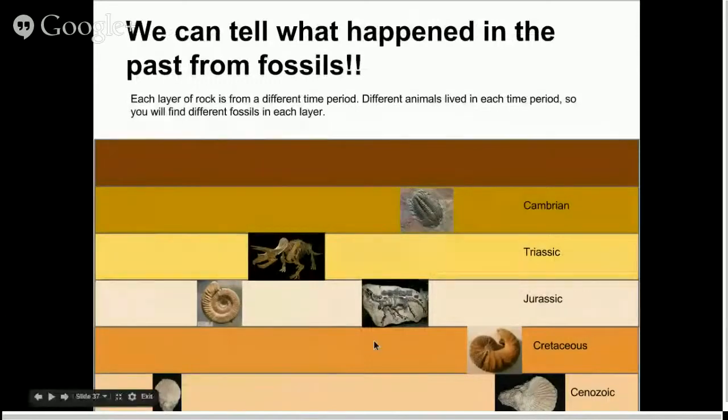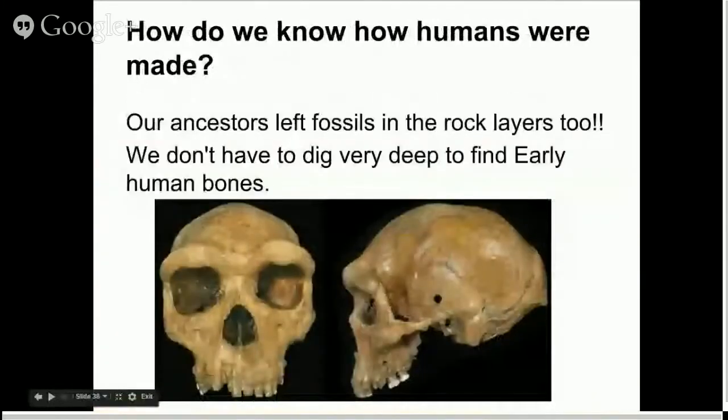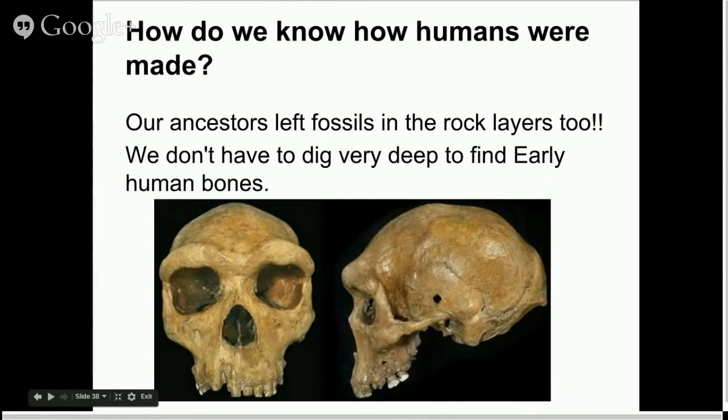This is how we figure out how old everything is. And we actually don't have to dig very deep, and we can find our ancient ancestors. This is the skull of not a human, but something that looked very human, more like a Neanderthal or something along those lines.